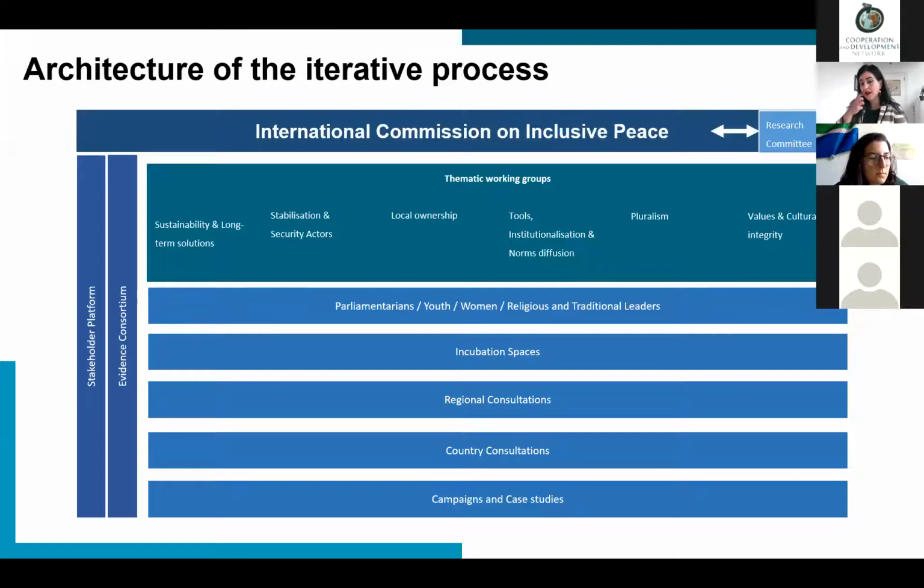It's happening right now. And we're always inviting different people to share their views, their ideas. They could share their videos, they could share their recommendations with messages to the commission. It's a very open process.